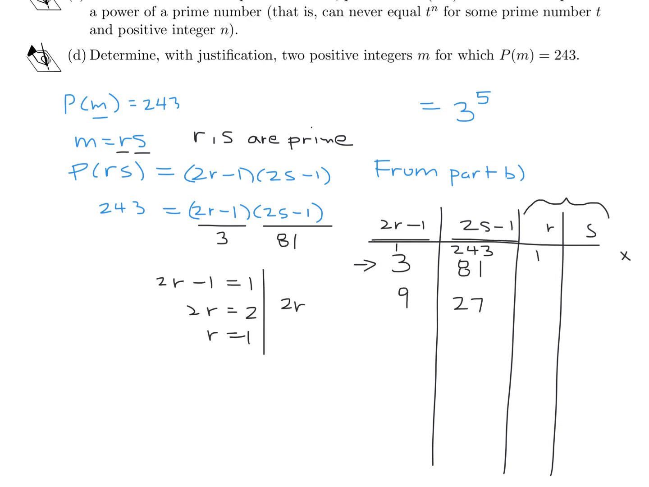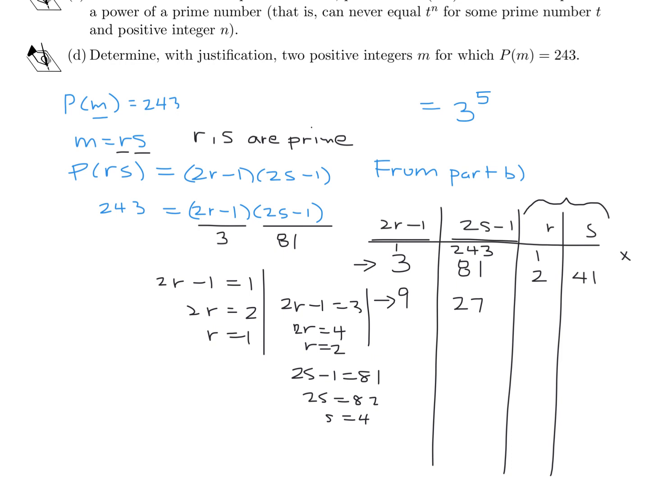So if 2r minus 1 is 3, that means 2r is 4, r is 2. Okay, so far so good. And then 2s minus 1 is 81. So 2s is equal to 82. Therefore, s is 41. Okay, is 41 a prime? I believe it is. Okay, let's look at the next one.